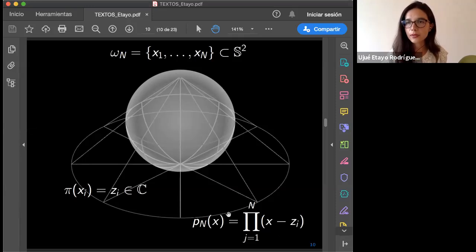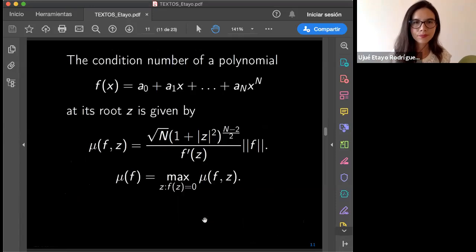And I'm going to use this notation from now on. Omega n, set of points on the sphere, set I, my points on the complex plane, and Pn is the polynomial obtained by this process that I just described. All right, so using this, we can talk about the condition number of a polynomial.